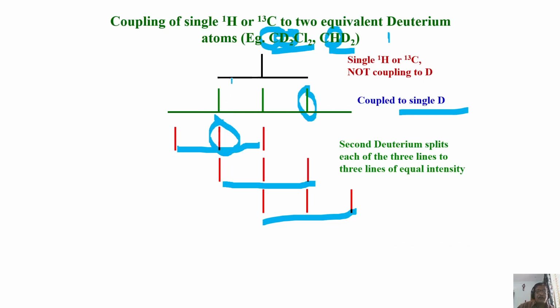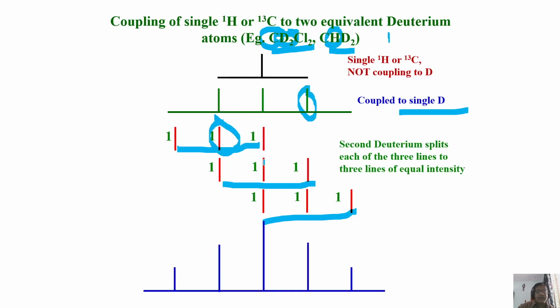At least I knew it will split into three lines of equal intensity. When I bring in the second deuterium, the central line will remain the same, and there will be two lines on either side. Again here, the central line remains the same, two lines on either side. Because the coupling strengths are equal, they are magnetically equivalent. Now all these intensities will overlap: 1:1:1, 1:1:1, 1:1. Finally, what do we get? 1, 2, 3, 2, 1. This is the intensity we got.